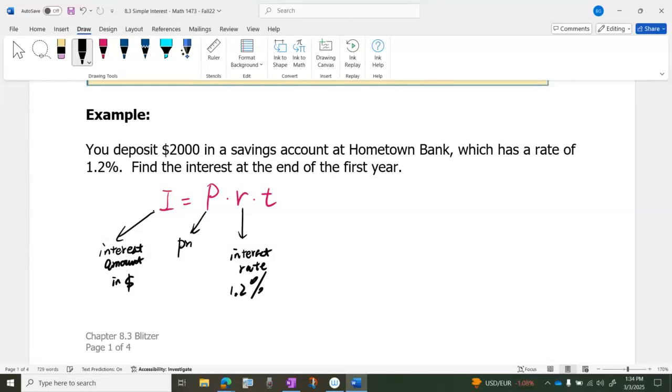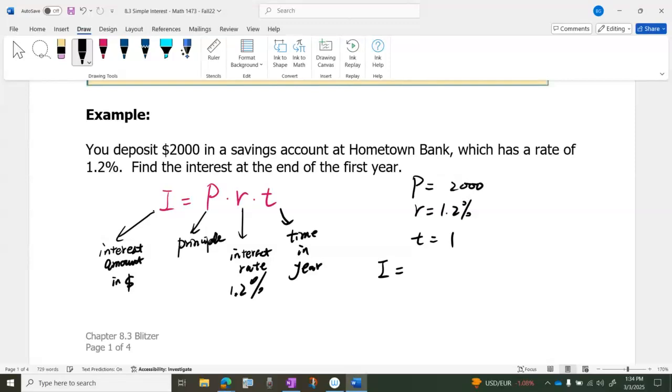P is the principal. T here is time in year. Very important. In this example, 1 year. It says at the end of the first year, right? So T equals 1. And our P is you deposit 2,000. Our R is 1.2%. T is 1 year. And multiply the three things together, we will have the interest by the end of the first year, right?